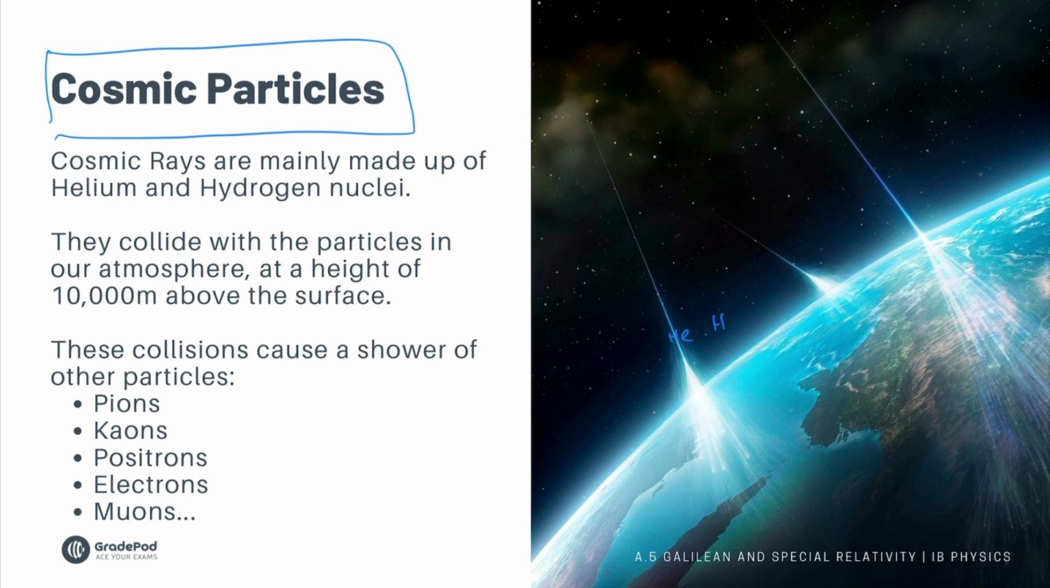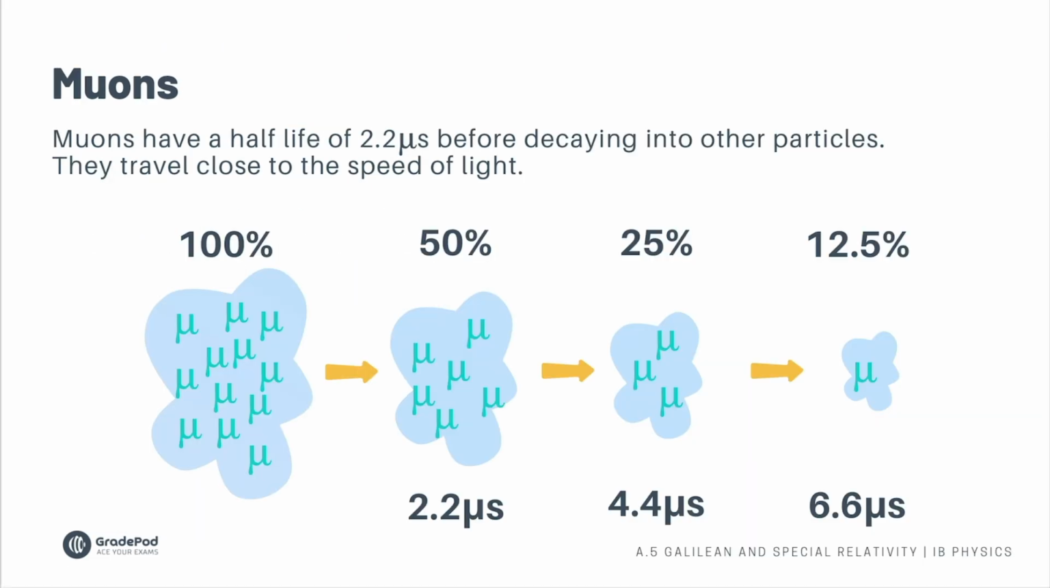And what they do is they collide with particles as they hit our Earth's atmosphere. Our Earth's atmosphere is around 10,000 metres above the surface of the Earth. When the hydrogen and helium cosmic particles collide with the particles in our atmosphere, these collisions cause a shower of other particles. And these other particles can be things like pions, kaons, positrons, electrons, and muons.